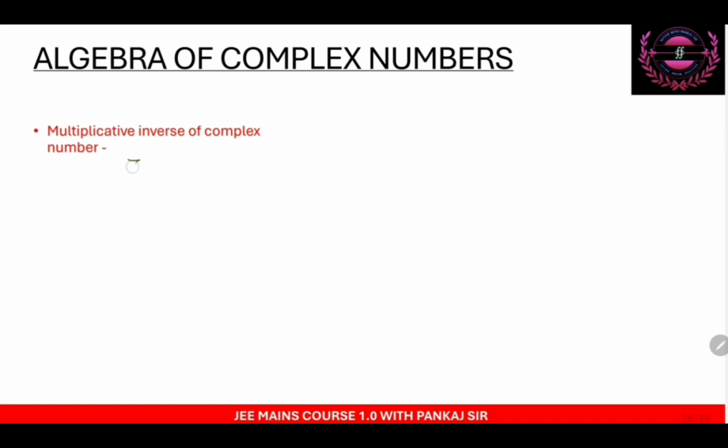Let's say we have a complex number. Let me give you an example: z = 3 + 2i. The multiplicative inverse of z is denoted by z inverse, which means 1 upon z. So I can write z inverse equals 1 upon 3 + 2i.